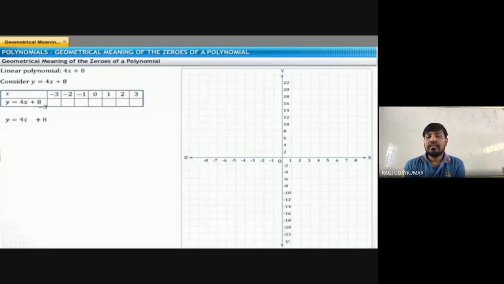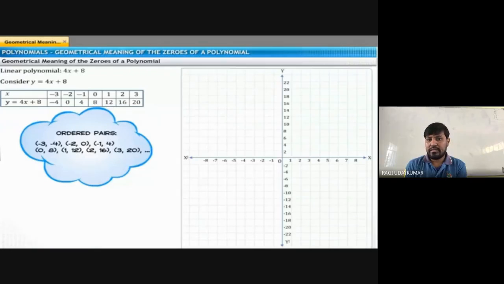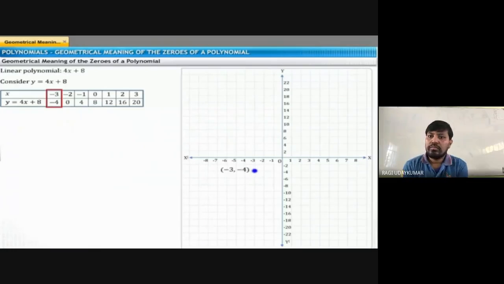So for the linear polynomial 4x plus 8, whenever you are considering x, y values, coordinates, x can be taken as any value: -3, -2, -1, 0, 1, 2, 3, and according to that you are going to get the y values. And these points you have to plot on a graph. So these are ordered pairs: (-3, -4) is the point here, (-2, 0) is here, (-1, 4) here, (0, 8) here, (1, 12) is here, and (2, 16), (3, 20).